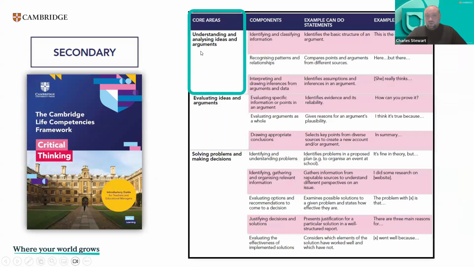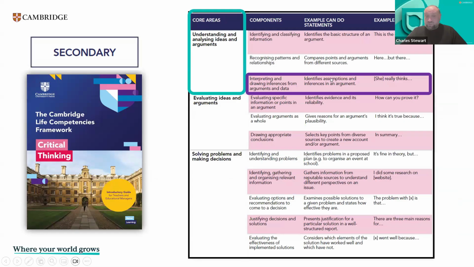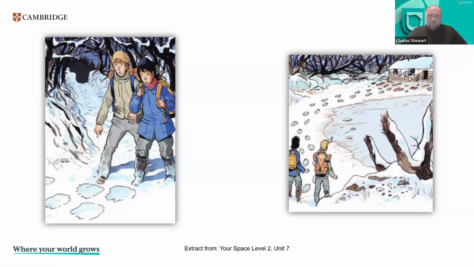Here, we're going to be focusing on understanding and analyzing ideas and arguments, and more specifically, interpreting and drawing inferences from arguments and data. The language: he really thinks or she really thinks. So, building on from that, the first thing that I would do would be pull out the pictures. There are a million different things that you can do with pictures in the classroom.